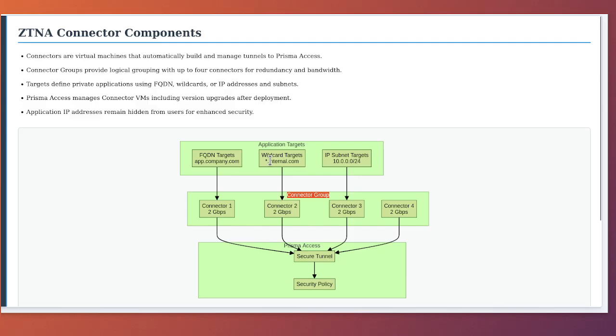Third, we have targets. Targets are the private applications that ZTNA Connector onboards to Prisma Access. You can define specific applications to which you want to provide access using FQDN targets, wildcard targets, or IP addresses and subnets where the applications are located. An important security benefit is that the private IP addresses of your applications are not exposed when using ZTNA Connector.